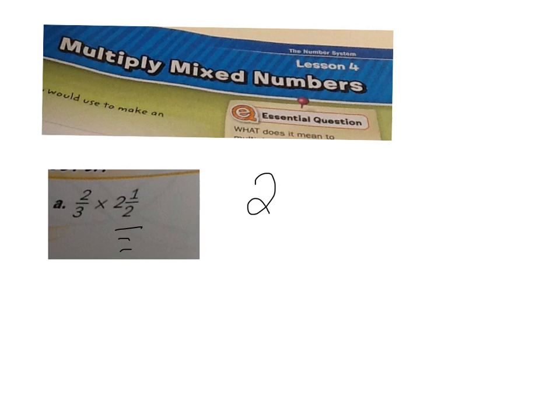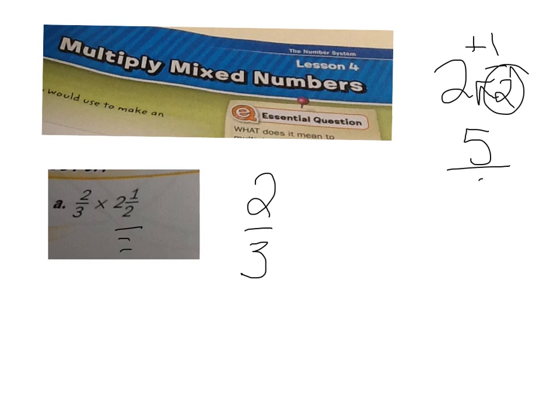So I'm going to leave 2/3 how it is, and I'm going to look at 2 1/2 and change it. Well, remember, you multiply that, so 2 times 2 is 4, and then you add the 1. So 2 times 2 is 4, plus 1 is 5, and then you keep the same denominator. Hopefully you all remember doing this in our first lesson. So I'm actually multiplying by 5/2.